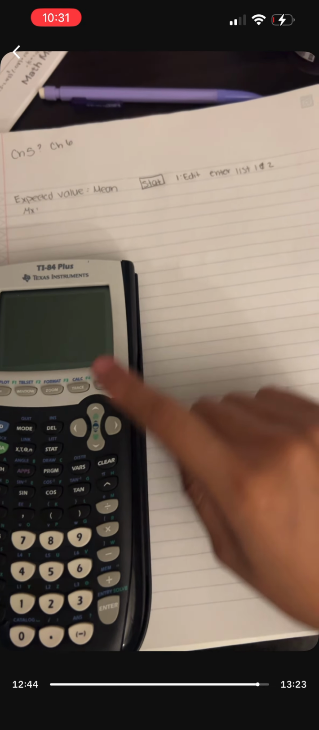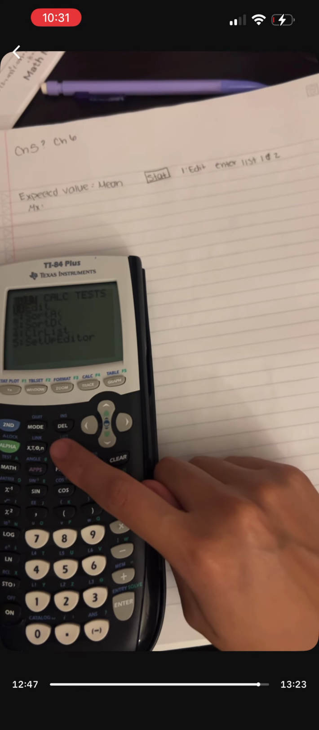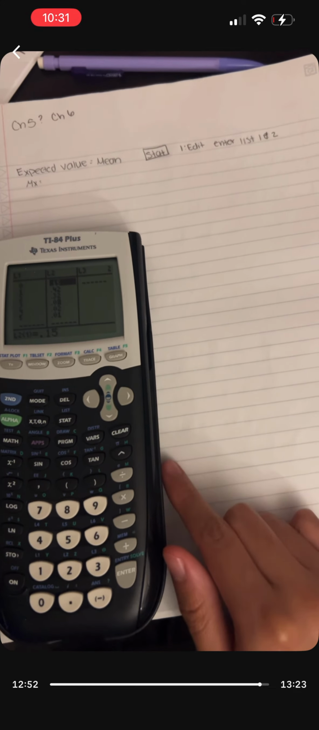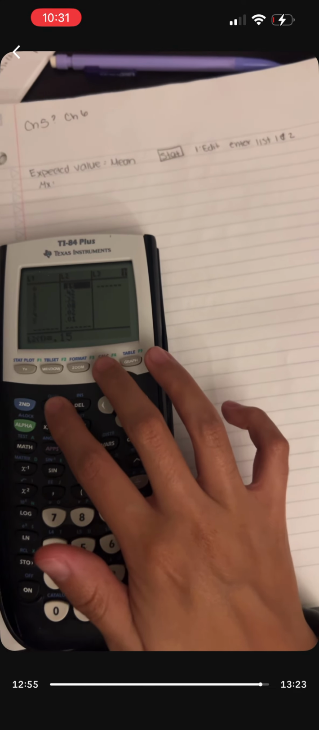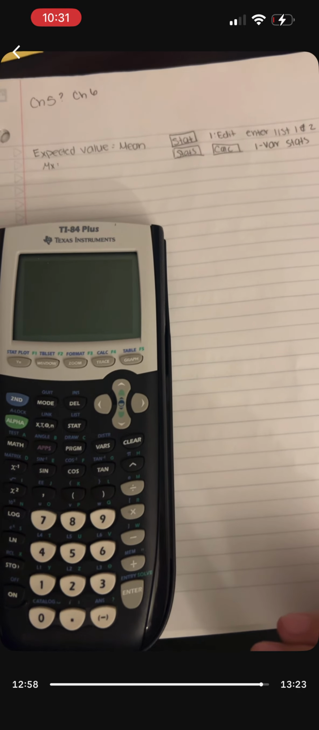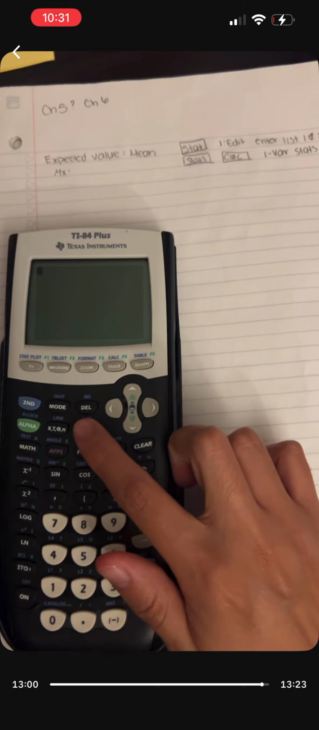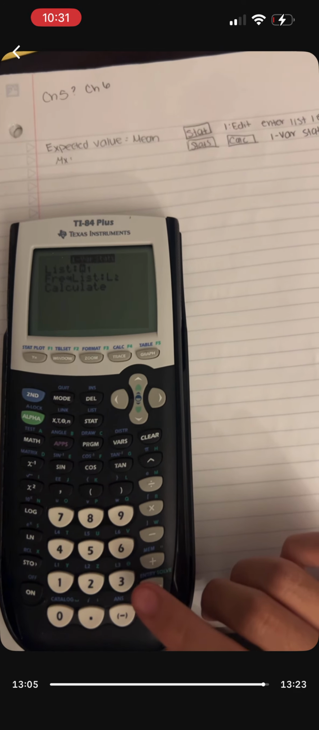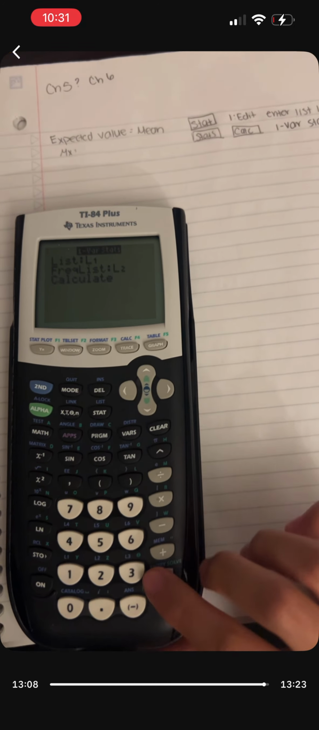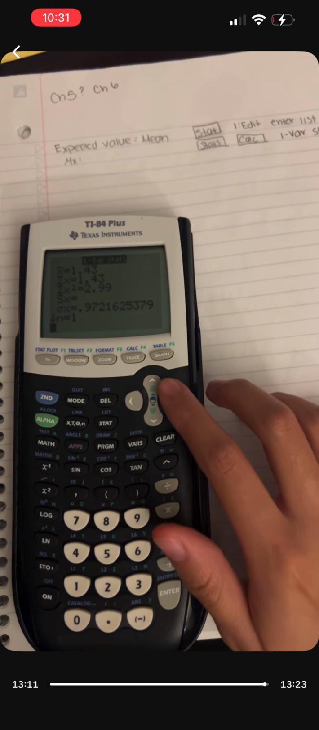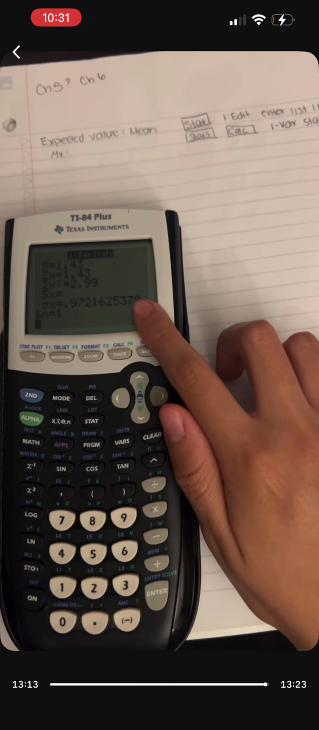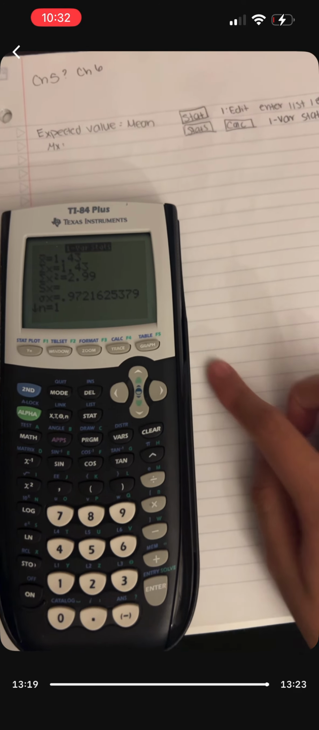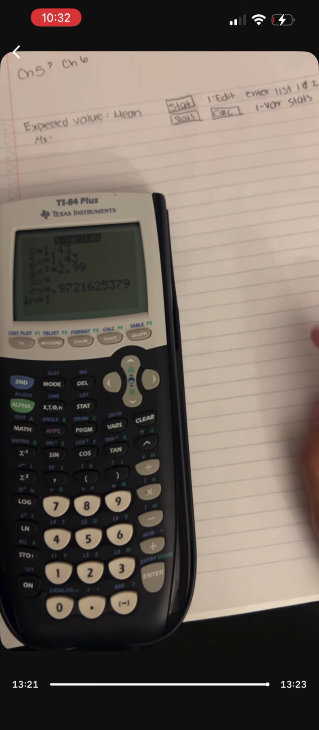Okay, so you're going to do stat, you're going to do 1 or edit, and then you're going to enter in your list 1 and 2, and then when you're done, you're going to do second and quit. Okay, so next you're going to do stats, you're going to go to calc, you're going to do one variable stats, you're going to do calculate, and then it's going to give you all of this information, but you just want standard deviation of X. So that would be your standard deviation. Instead of doing all of that work with the square root and all of that, you can just do it this way.